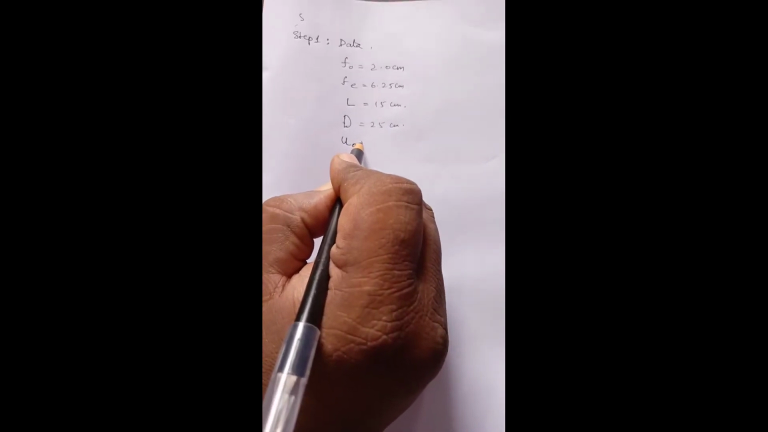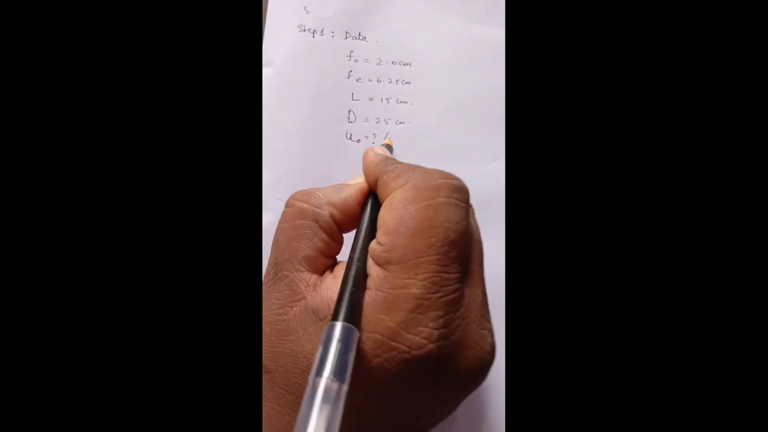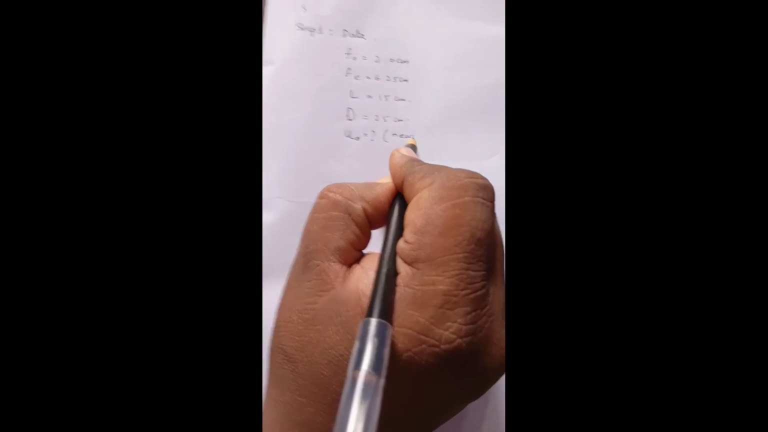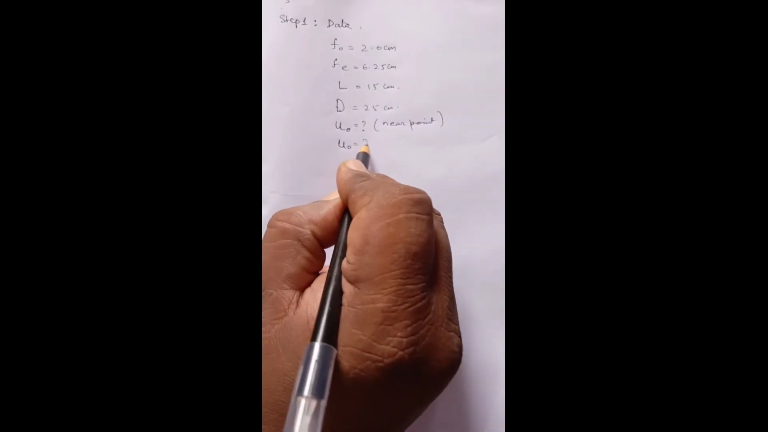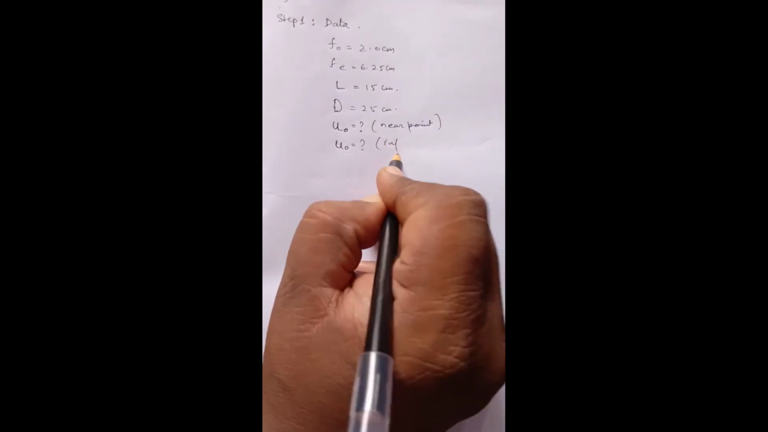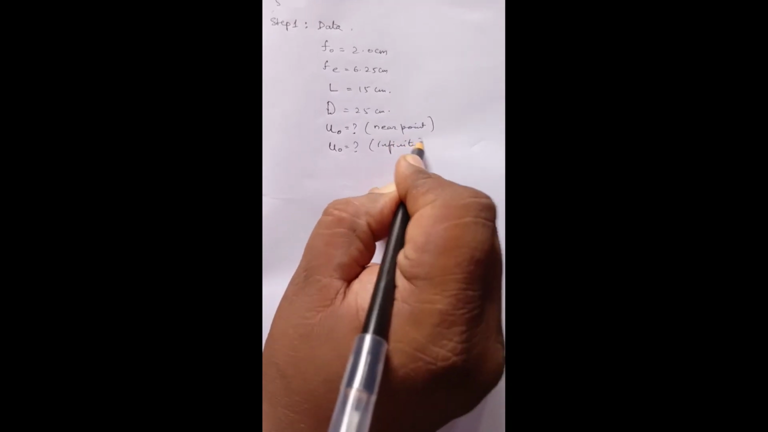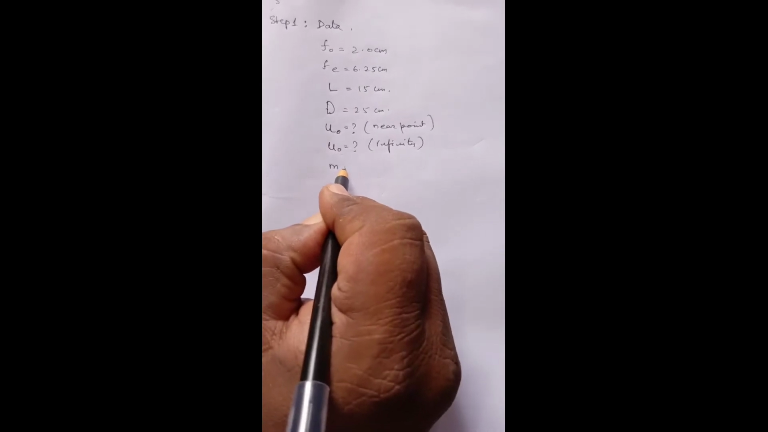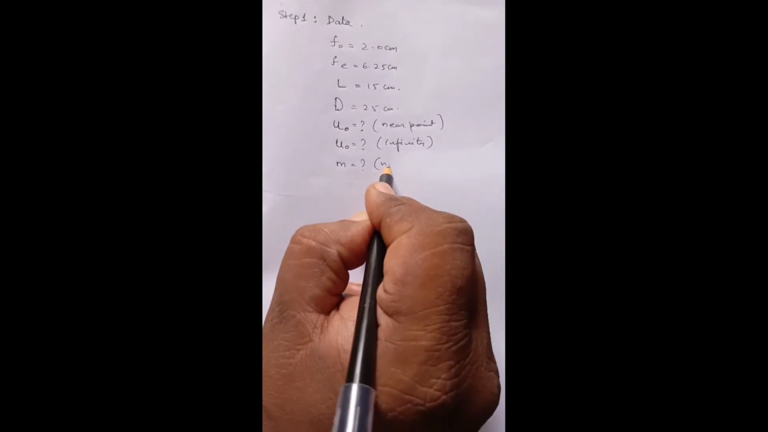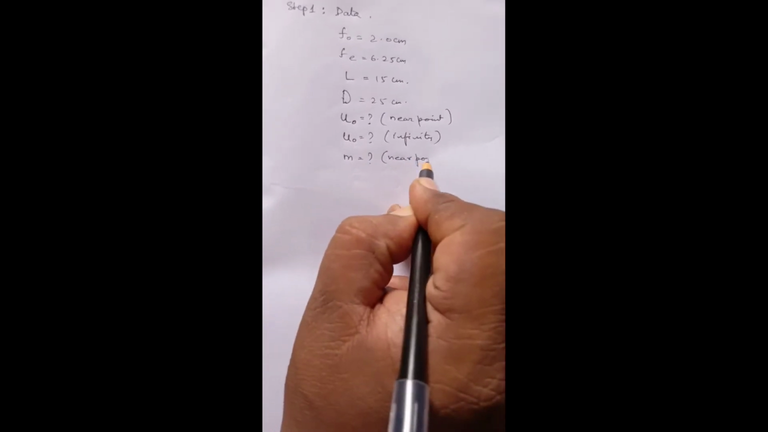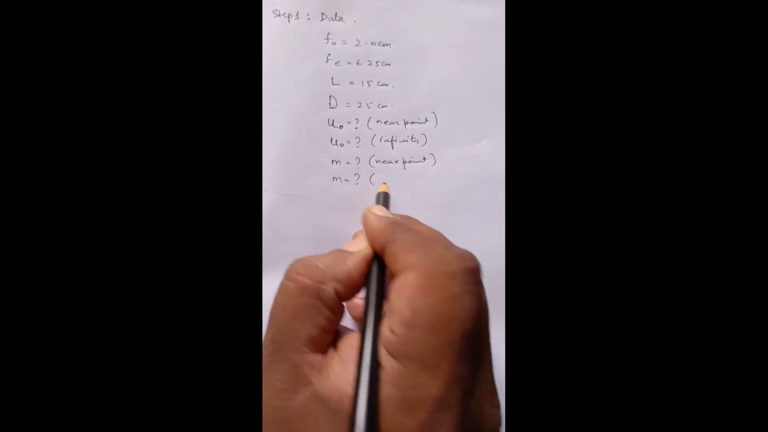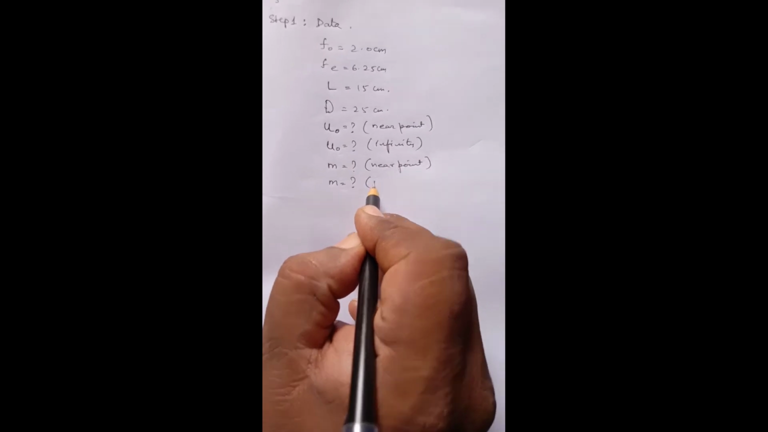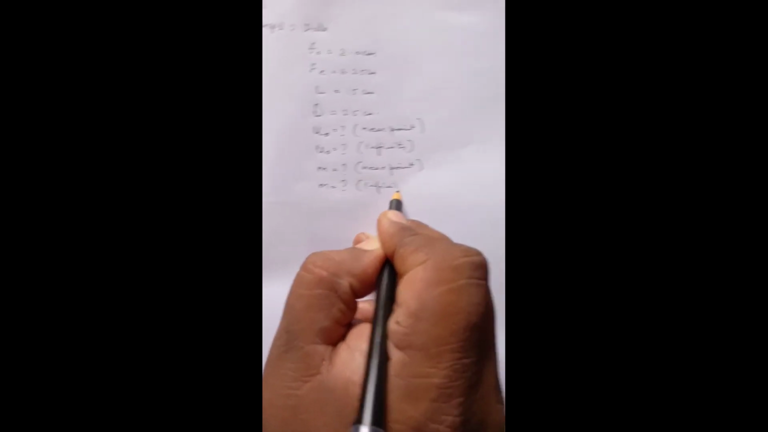U naught we need to calculate when the image is formed at near point. U naught we need to calculate when the image is formed at infinity. And we need to calculate the magnification value of the compound microscope when the image is formed at near point. Magnification value we need to find out when the image is formed at infinity. So this is the data given in the question.